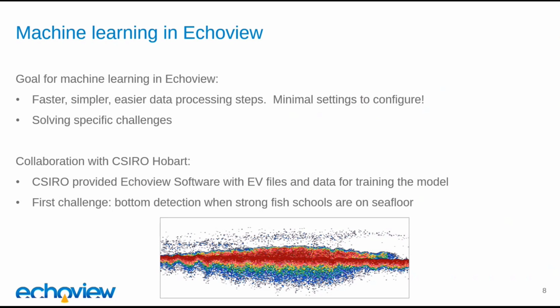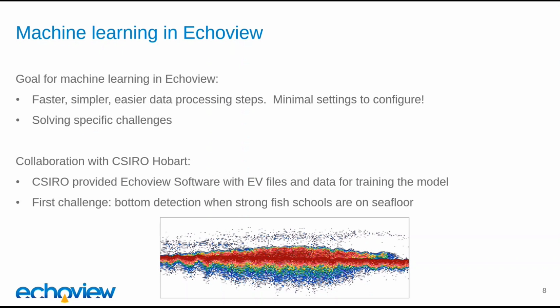And we're going to tackle this by looking at specific challenges and solving those and seeing what's possible. CSIRO here in Hobart collaborated with us, which is awesome. As a result of this collaboration, EcoView 13 includes a trained inference model that can detect a bottom exclusion line in your single beam echograms. And we developed this by CSIRO providing us with a huge volume of EV files that had been manually processed. So EV files set up with bottom exclusion lines in the data that had been scrutinized and expert verified.